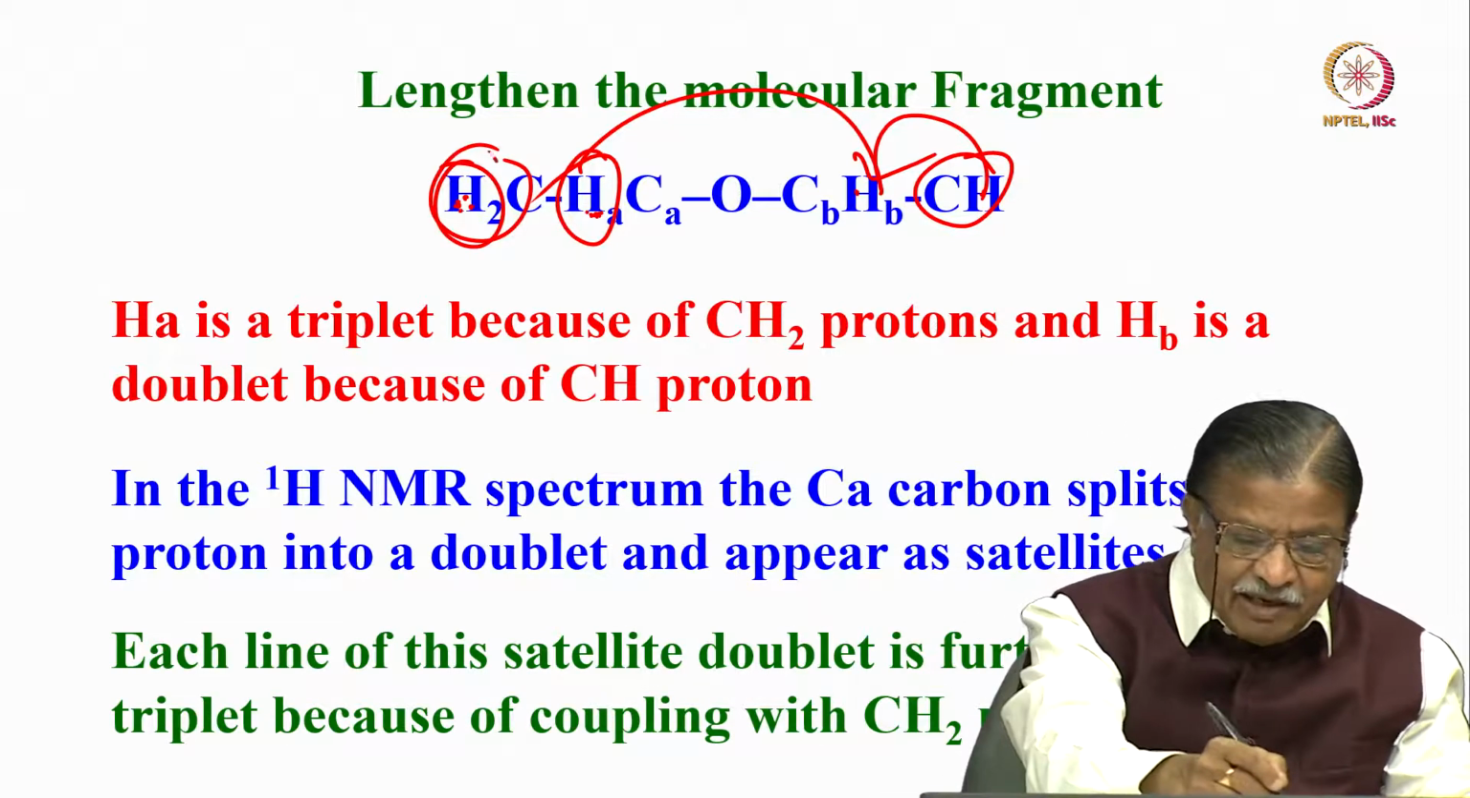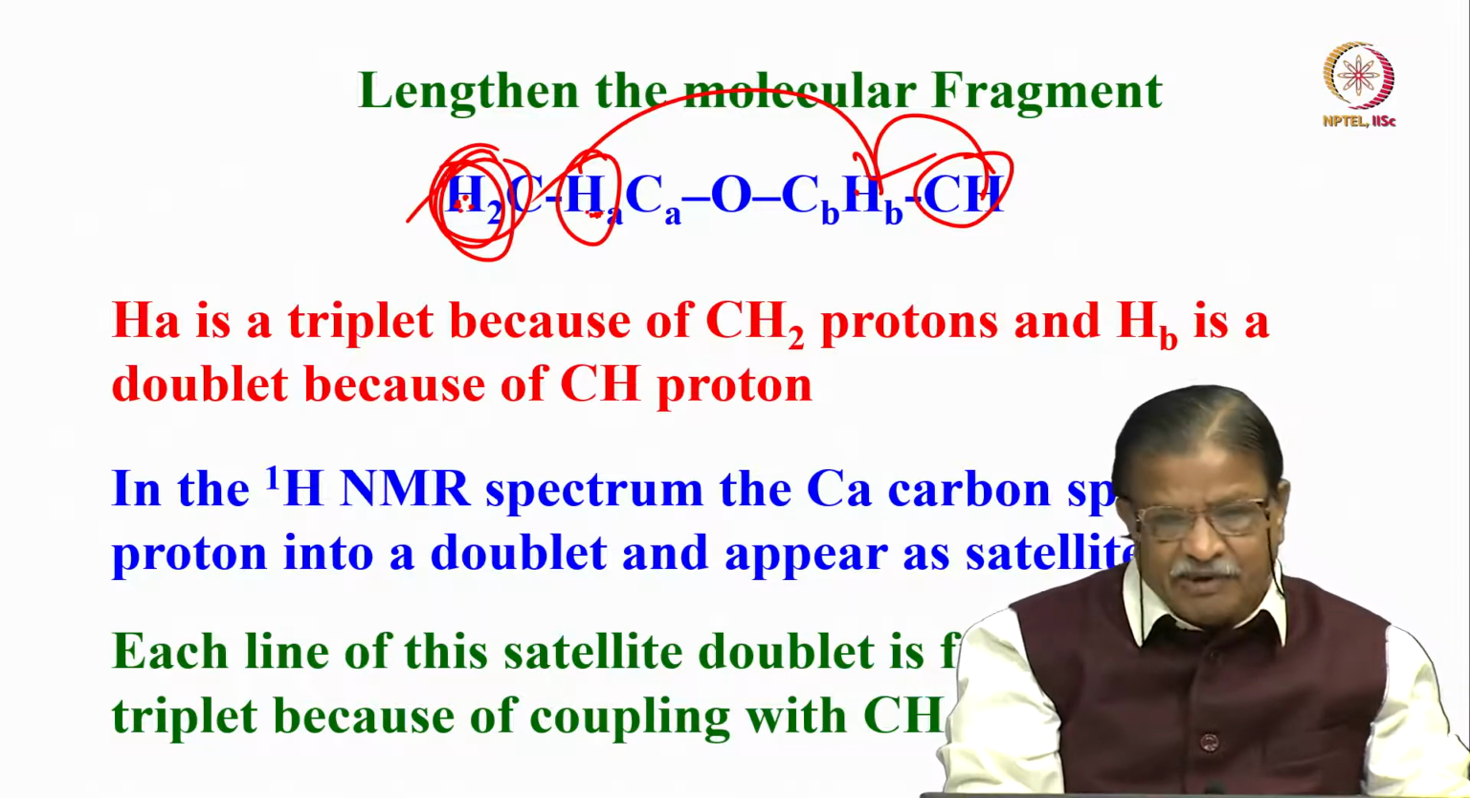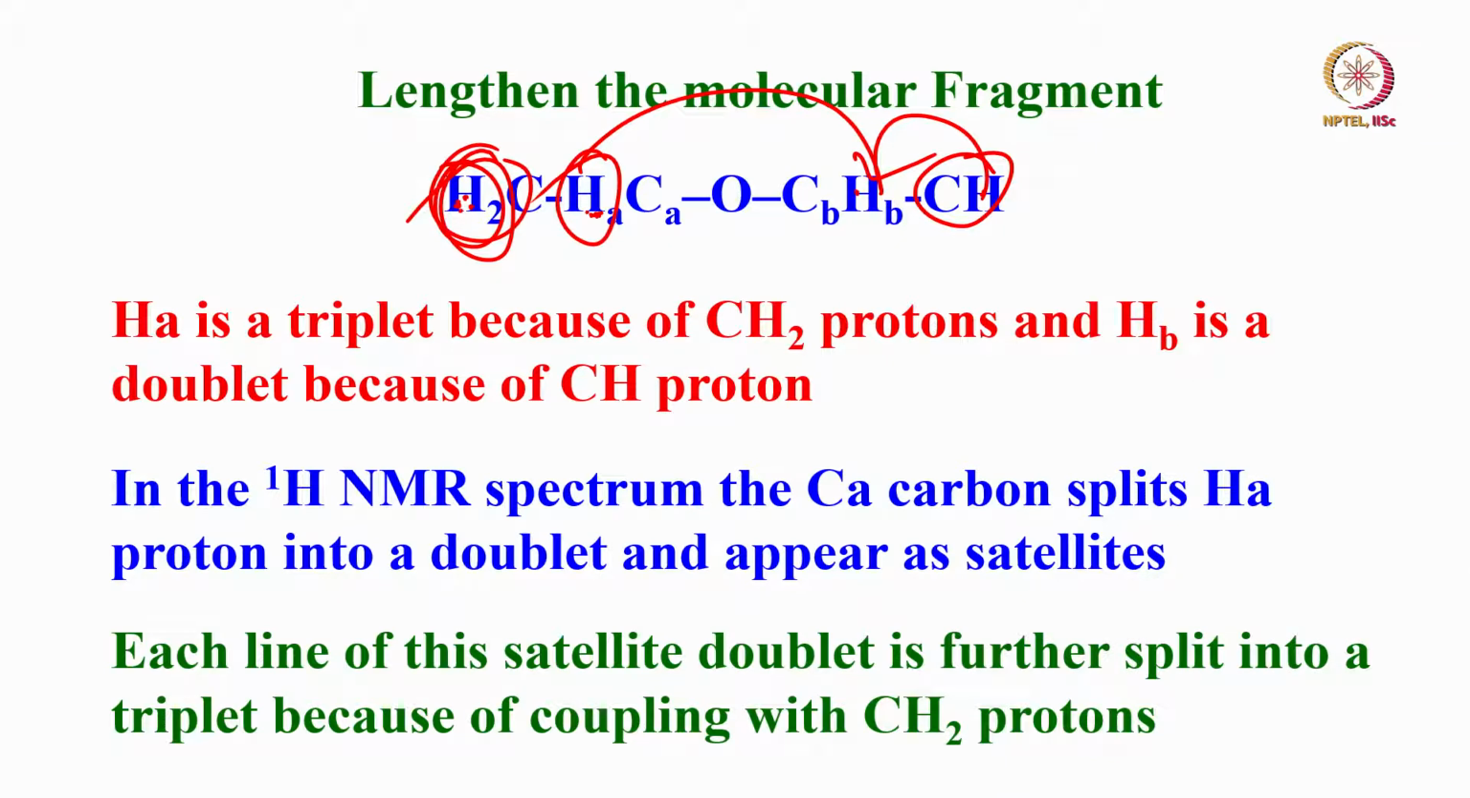So, now HA is a triplet because of CH2 protons. In the 1H NMR spectrum, what are you going to get in the satellite? Carbon directly coupled to this proton. Okay, let us consider this carbon. This carbon is directly coupled to this proton. In the HSQC, it will be a doublet. But now this proton is coupled to this, it will be a triplet. Satellite will give rise to proton couplings.